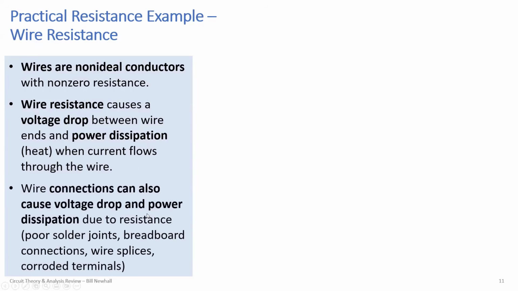And so the junctions, the connections of wires to components and boards, like poor solder joints or breadboard connections or splices or corroded terminals, can also cause a voltage drop. Okay, and again, in lab last year when we ran this class, the amount of resistance that we encountered for the breadboard was unexpected. So this is a real thing. If you're using currents that are more than a few milliamps, you could experience some problems.